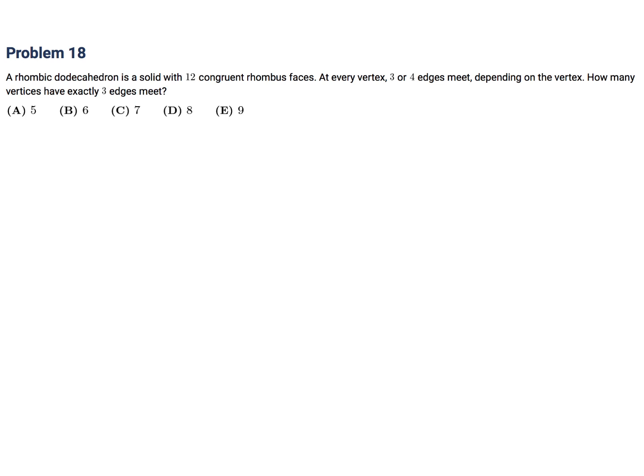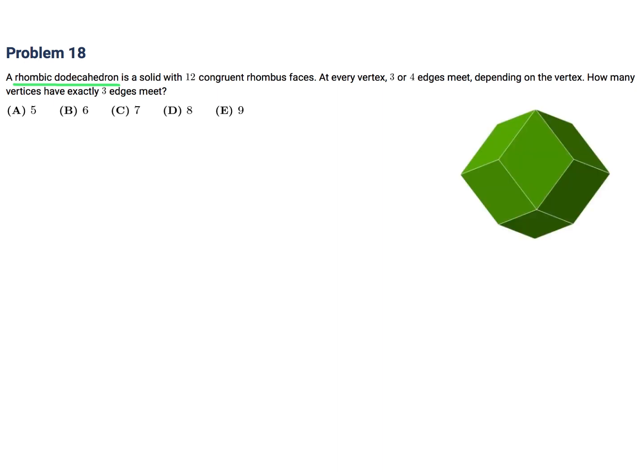A rhombic dodecahedron is a solid with 12 congruent rhombus faces. At every vertex, 3 or 4 edges meet. Depending on the vertex, how many vertices have exactly 3 edges meet? All right, I have no idea what this rhombic dodecahedron looks like, but let's say it looks something like this. Now, dodecahedron, is that 10 sides?